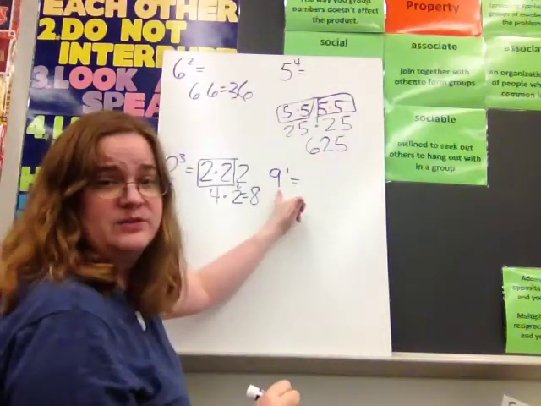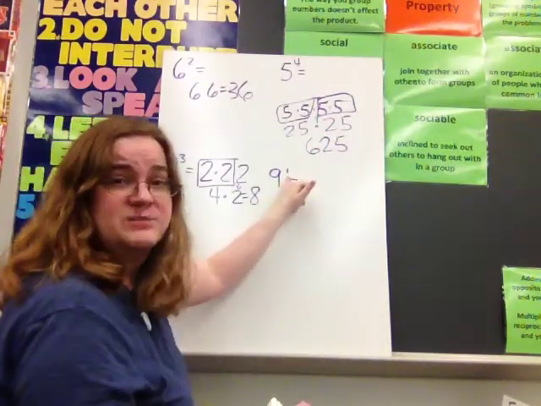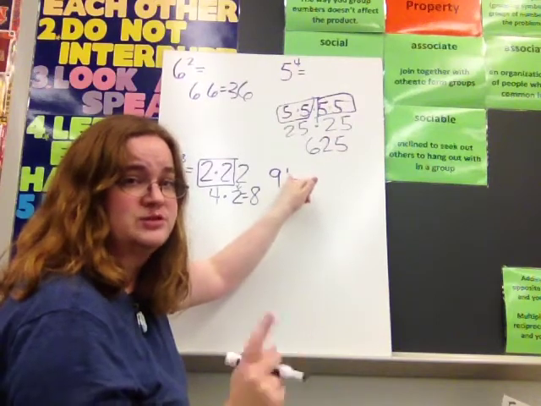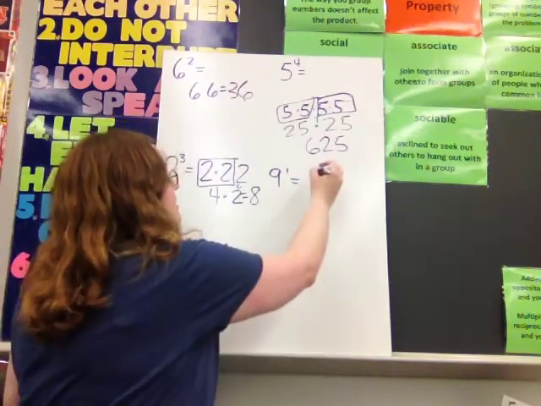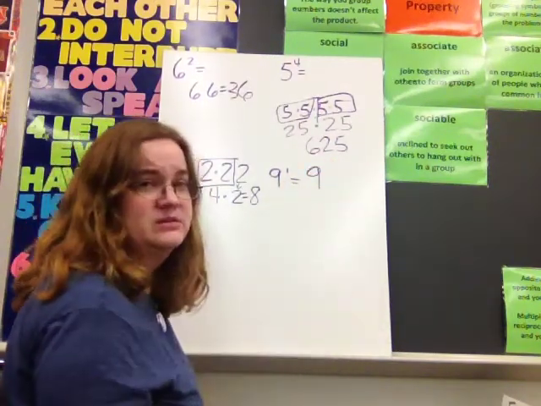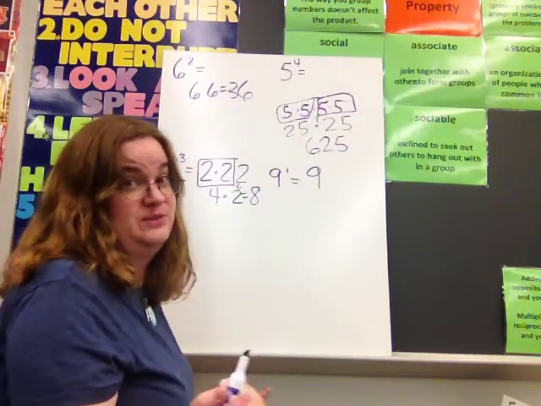All right, 9 to the 1st power. That exponent tells me that there's 1 9. There's only one number, and it's a 9. So, can I do anything else? No, I don't have anything to multiply by, so that's the final answer.